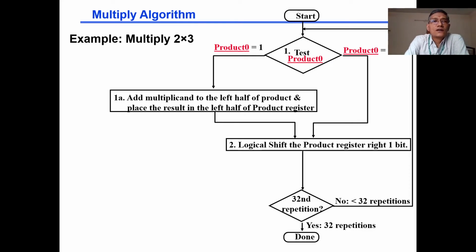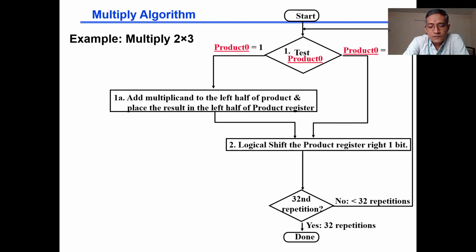This is the algorithm flow chart. As an example, we are considering multiplying 2 by 3, so the multiplicand is 2 and the multiplier is 3. In this sequential version of the multiplication algorithm, first of all we test the 0th bit of the product register. The 0th bit means it is the LSB.